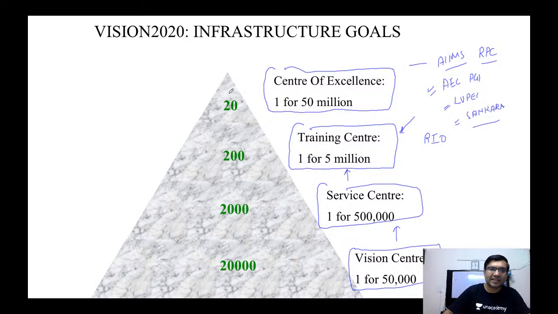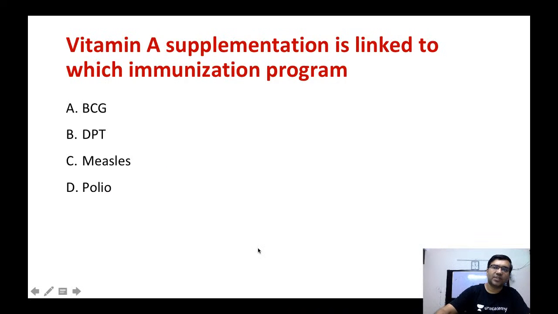So 20 centers for excellence, 200 training centers, 2000 service centers, and 20,000 vision centers. This is the minimum criteria that we should be having as the infrastructure goals. Okay, chalo, let's move to our next question.